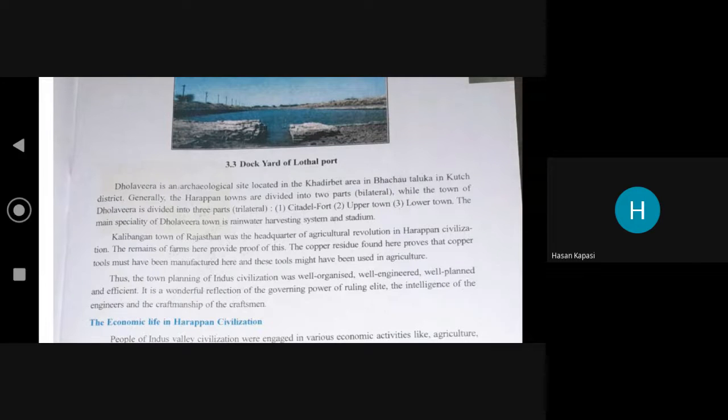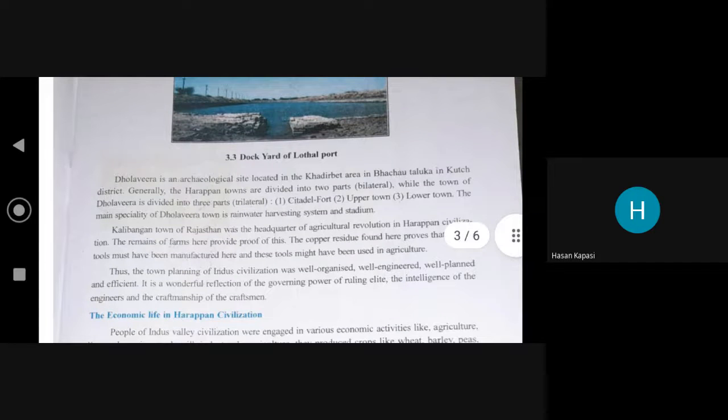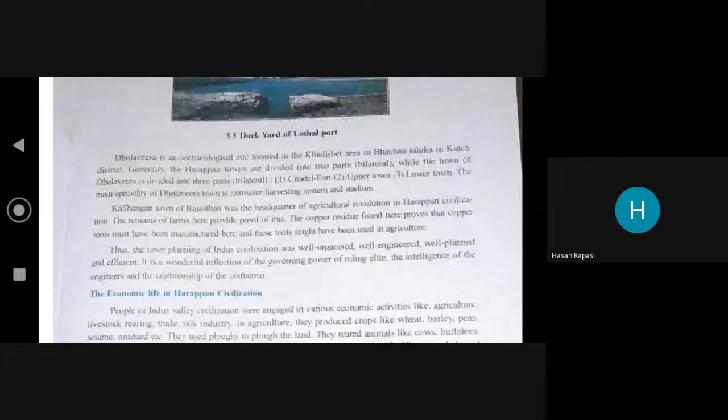Okay. And stadium, of course, you all know what a stadium is, where various games are played and we go to watch those games, right?